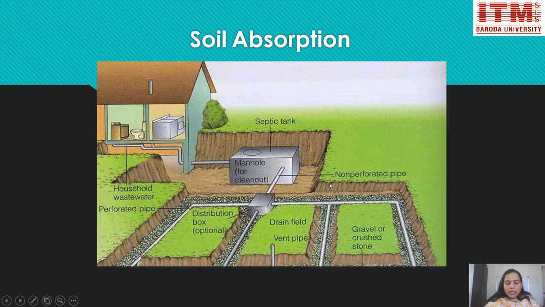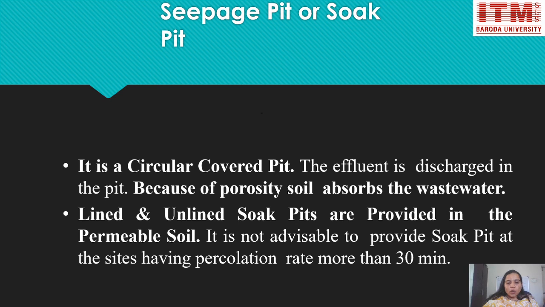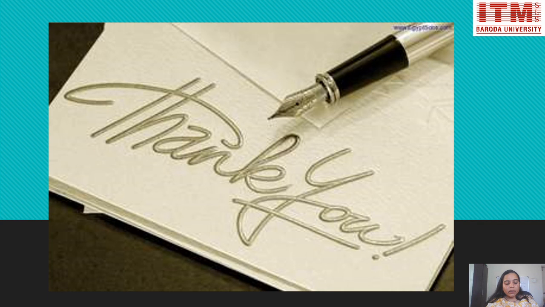As you can see, here the septic tank is provided, and after that it goes to the distribution box, with the drain field or the crushed gravel and so on. This is a non-perforated pipe, and this is a perforated pipe, so that here you can have the wastewater, right? So this is how soil will absorb the wastewater. Then a soak pit is a circular covered pit, and effluent is discharged into this pit, and because of porosity the soil absorbs the wastewater. That's what we have seen in the picture also. Limited and unlimited soak pits are provided in permeable soil, and it is not advisable to provide a soak pit at a site having a percolation rate of less than 30 minutes.